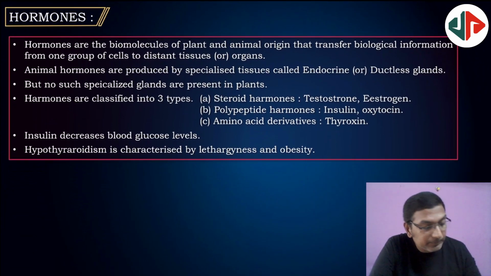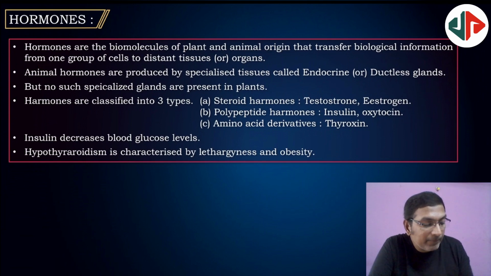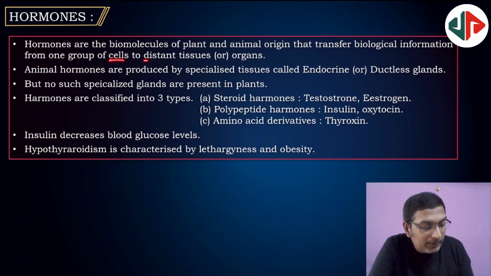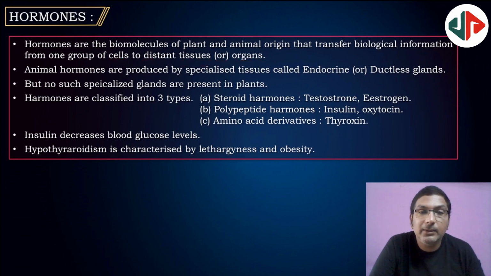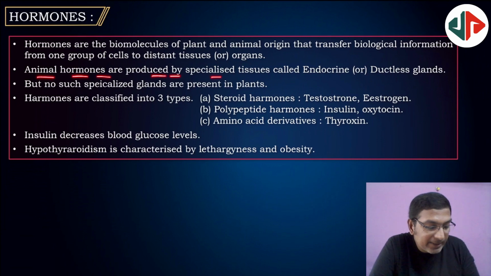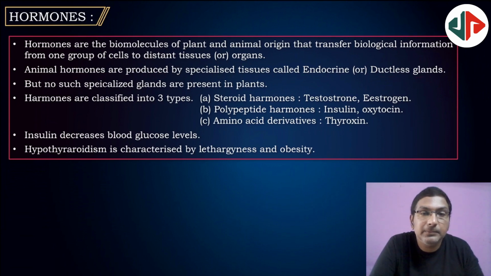Hormones. Hormones are the biomolecules of plant and animal origin that transfer biological information from one group of cells to distant tissues or organs. So, biological messengers are hormones. So, animal hormones are produced by specialized tissues called endocrine or ductless glands.